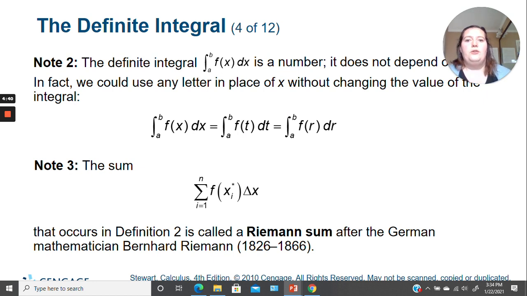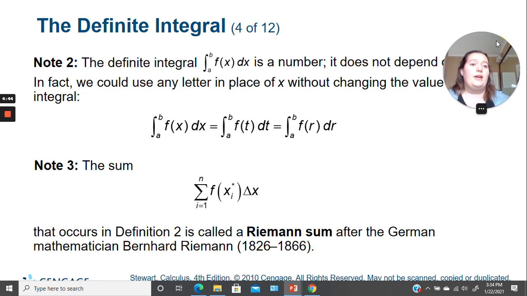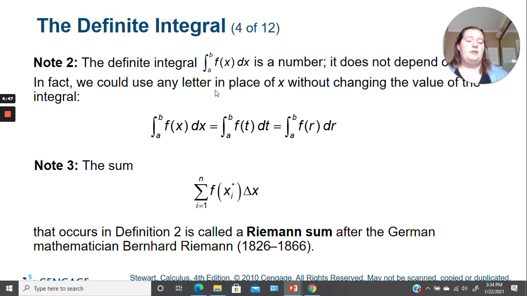So the definite integral is a number, and it does not depend on what x you choose. If you think about this, I said before that x_i star doesn't matter where you got those x's, so you might as well just use one of the sums that we've done before, either the left or the right. Those are called Riemann sums, after the German mathematician Bernhard Riemann.